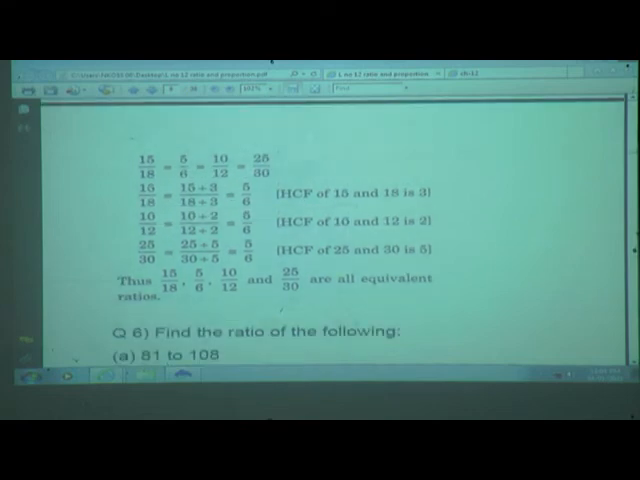15 upon 18, we got 5 by 6, then we got 12 and then we got 25. The HCF of 15 and 18 is 3, 10 and 12 is 2 and 25 and 30 is 5. Thus 15 upon 18, 5 by 6, 10 by 12 and 25 by 30 are all equivalent fractions.